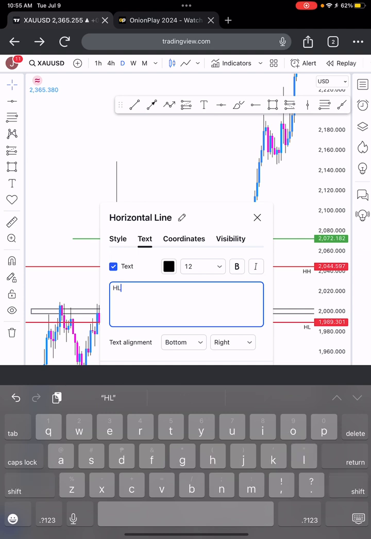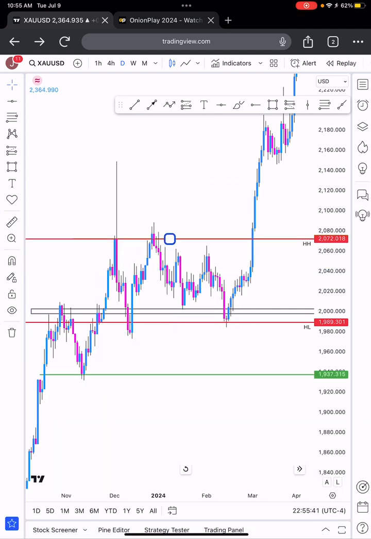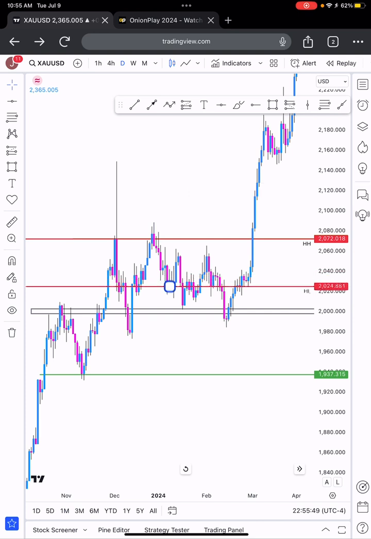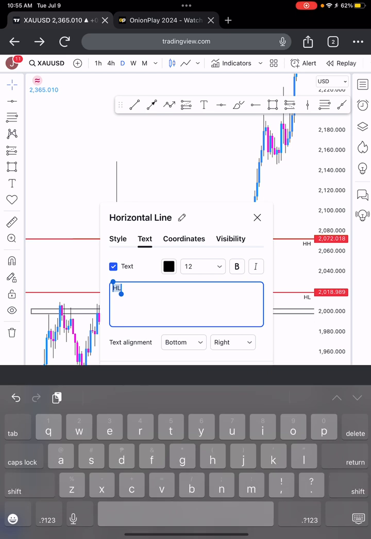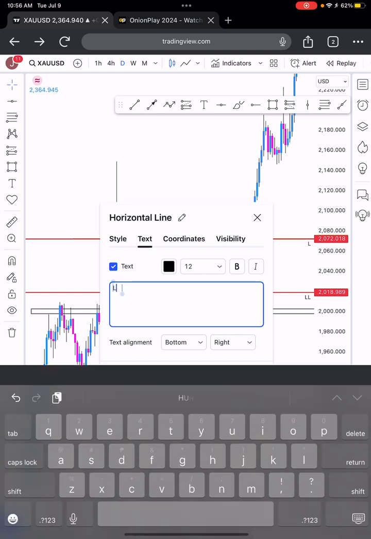I just want to show you the shift of structure. Body closed above, that becomes the new higher high. This becomes the new higher low. Now price body closed below it, right? So then what happens is that this becomes the new lower low, right? So this is the new lower low. And this is the new lower high, right?